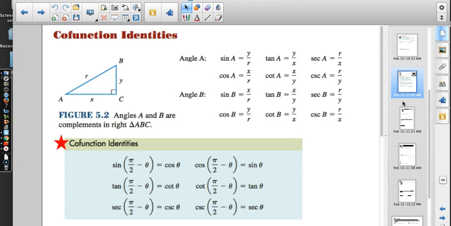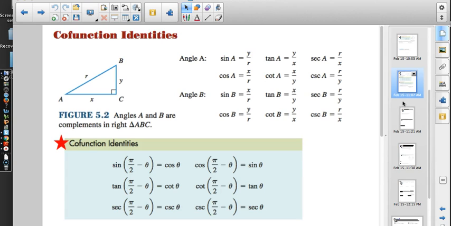But what we do need to see here is something that we had discussed earlier in the year, which is that the sine of A is the same thing as the cosine of B. Those are called cofunctions. And they're cofunctions because they're complementary angles. Complementary angles add up to 90 degrees. So that relationship always happens. Sine to cosine, cosine to sine.